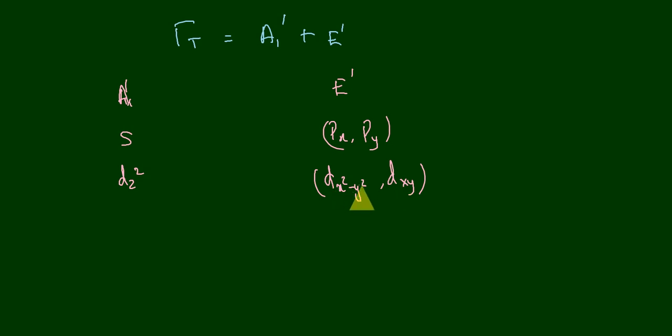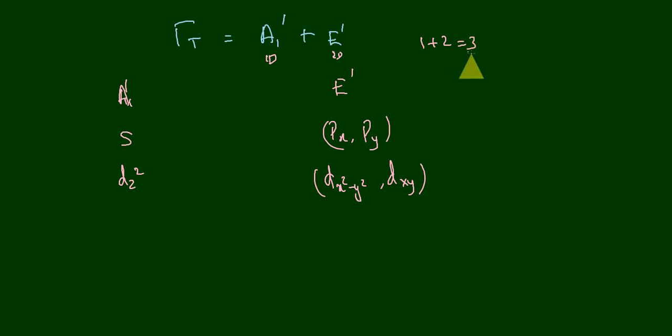Okay, these are the orbitals available there for the hybridization. And now we have to check the validity of this one, because χΓ is equal to A1' plus E'. So the sum of the dimensions: this is a one dimensional representation, this is a two dimensional representation. Therefore, the sum of the dimensions is equal to 1 plus 2, that is equal to 3.